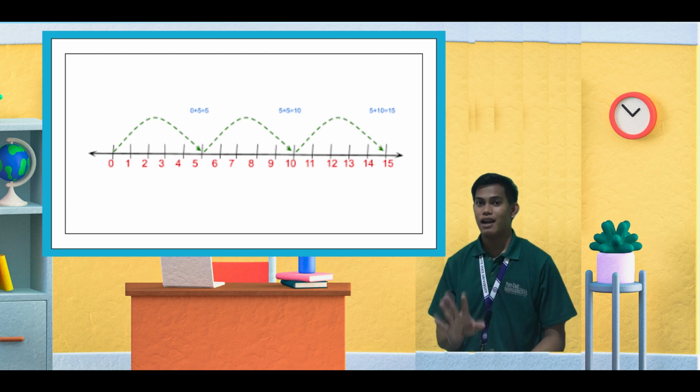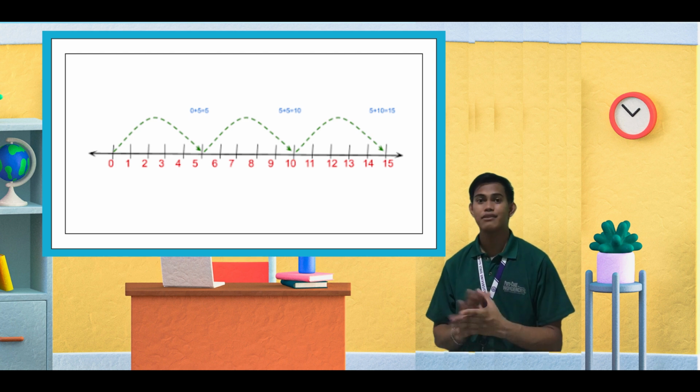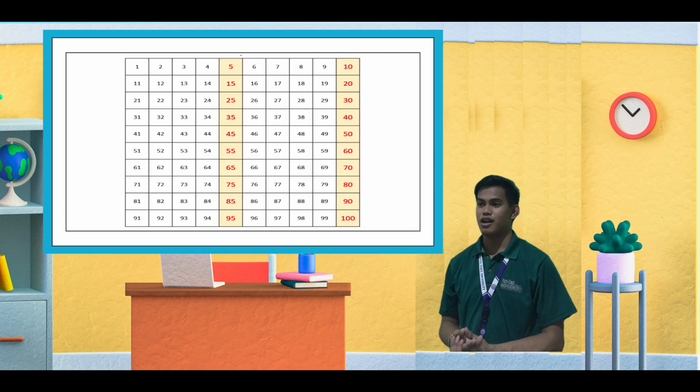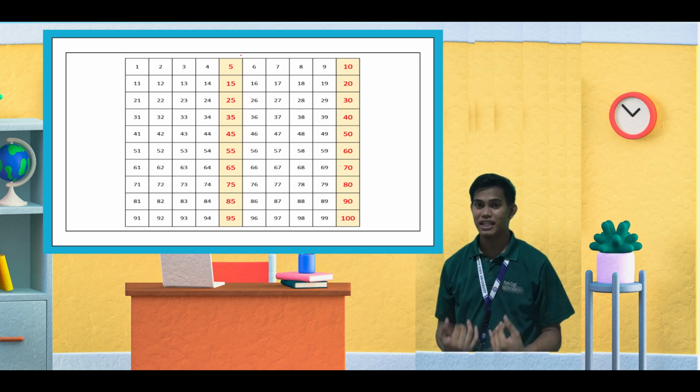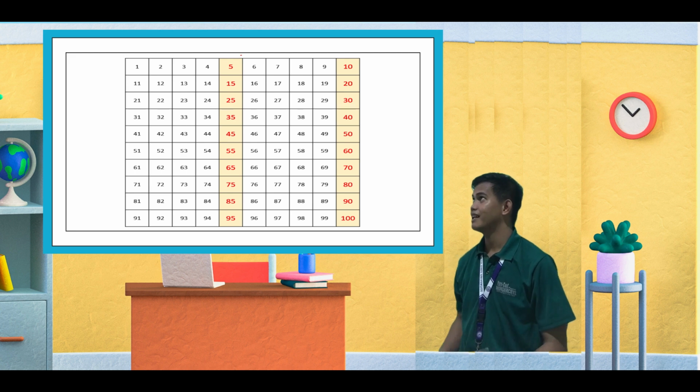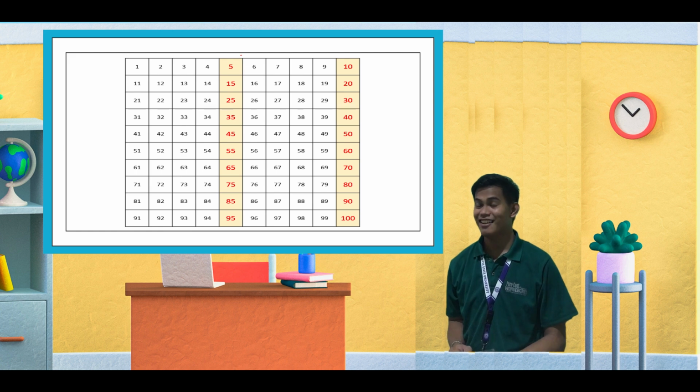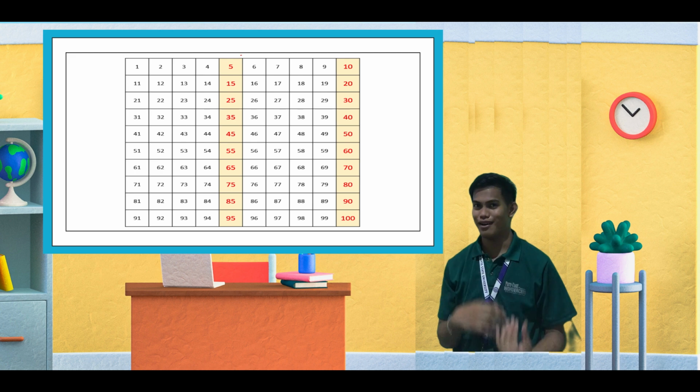Then 5, adding another 5, is 10. Then 10 plus 5 is 15. 15 plus 5 is 20. And so on. So that's how we skip count by 5s. So we have here a table chart of those numbers that we will encounter as we skip count by 5s. So we have 5, 10, 15, 20, 25, 30, 35, 40, 45, 50, and so on.